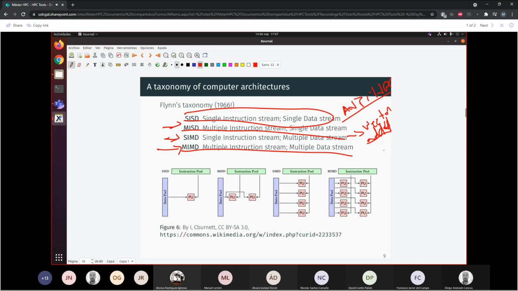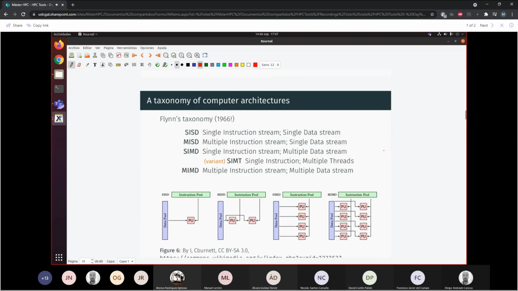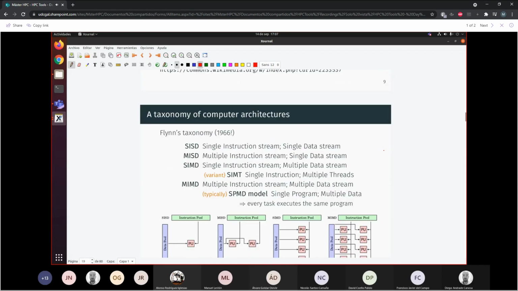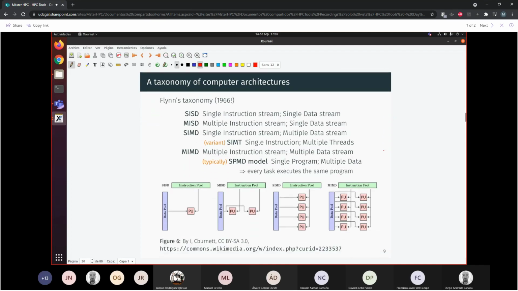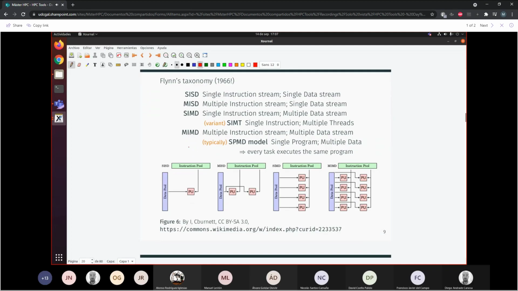Something related to this is the idea of the SPMD model. When you write a parallel program, I don't know if you have any previous experience with parallel programming in the past. No? So how do you think a parallel program is different from a normal, regular program?